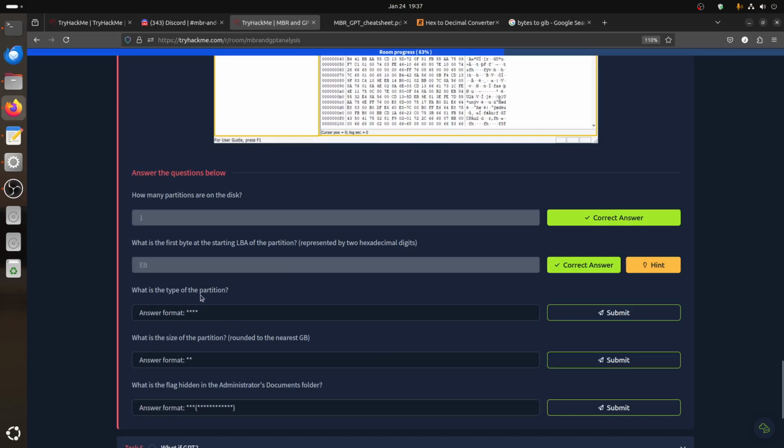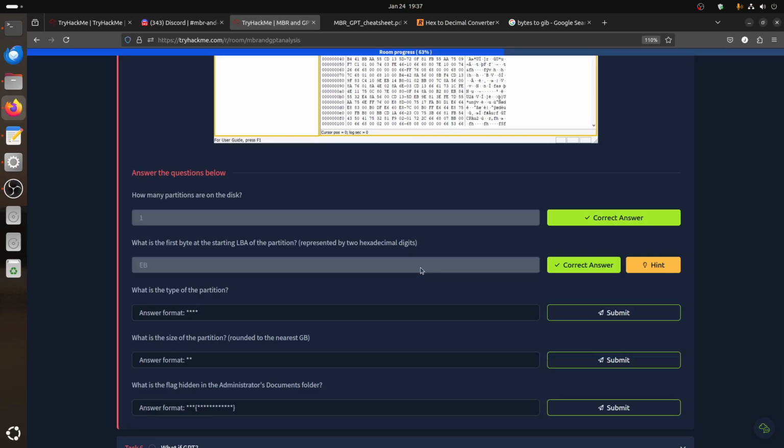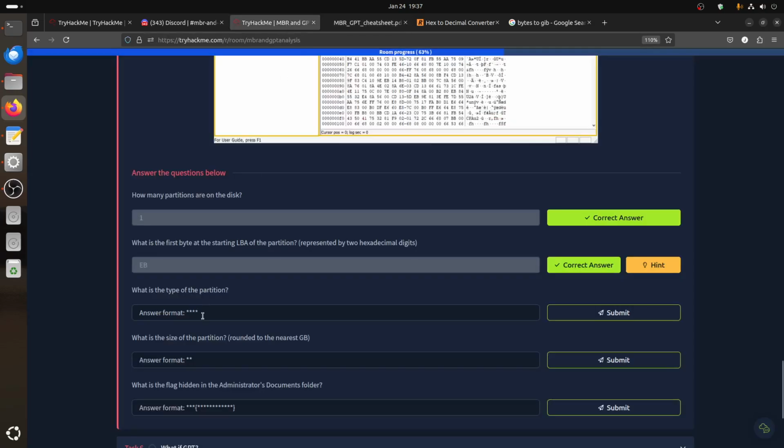What type of the partition? Okay. Remember when we said it starts here, the partition, this is the partition, the first one. The byte for the partition is this one, 07. 07, we said it's NTFS, it's a Windows one, so we know that number 7 is there.